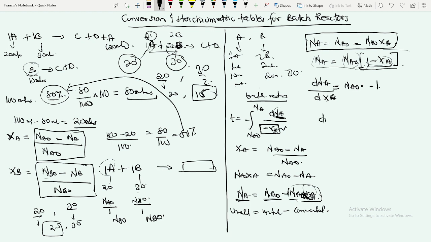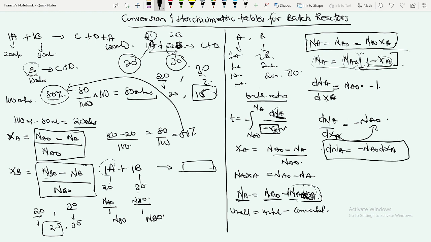So I get dNa over dXe is actually equal to negative Na naught. And then I can put this here. When I put this here, I get dNa is equal to negative Na naught dXA. And then I can put that here and say that my batch reactor time is equal to negative. Now, because the N here has now been shifted into dXA, we can put Na naught here and Na here.